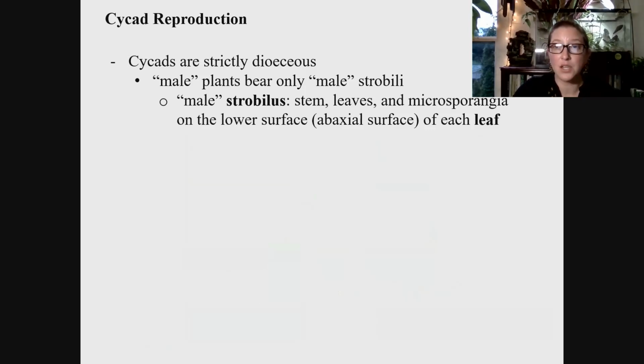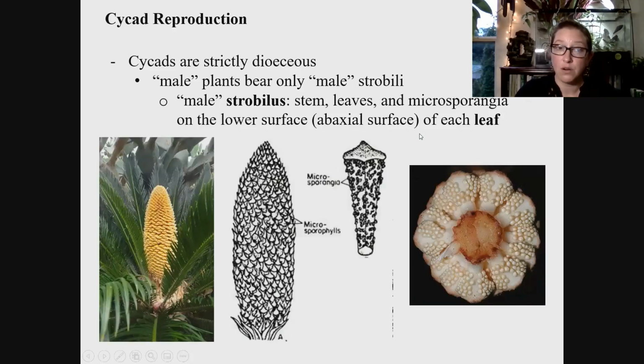Cycads are strictly dioecious. Dioecious, as you know, means you have plants that have either male or female sex structures on them. So the male sporophyte plants only have male strobili. And here they are. Here are some male strobili. We just looked at the female one more closely. Now we'll look at the male. So this whole thing is a male strobilus.